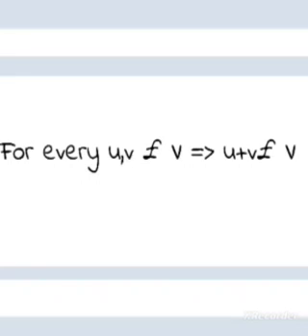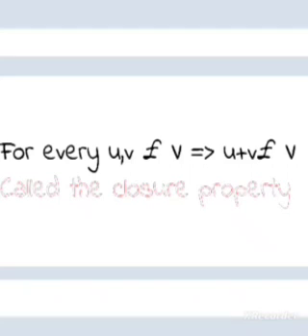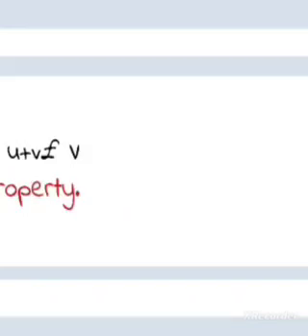So the first one is for every u, v which belongs to V, that is, it belongs to the vector space, u plus v will also be found in the vector space. So it is called the closure property. So that's the very first one. So let's look at the second one right now.